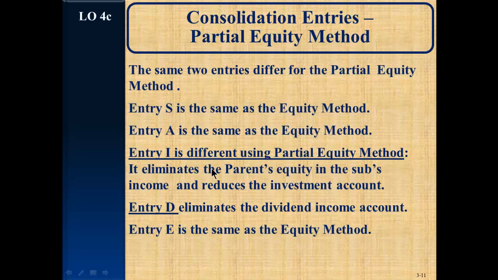Okay, in partial equity, I have never known anybody in practice that really uses this, but again, you have a slight difference in I and D. S, A, and E, those standard entries, are going to be the same. So again, these three entries are the same regardless of which of the three choices, remember, it was full equity, partial equity, or initial value, which is also called cost. Regardless, S, A, and E are going to be the same. I and D are the ones that are slightly different.